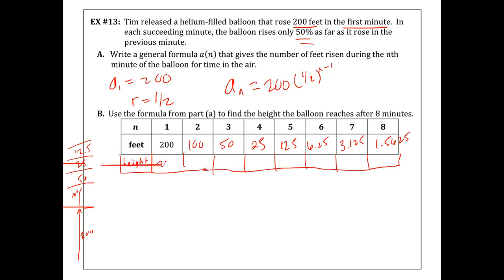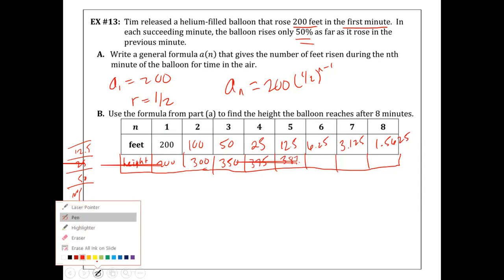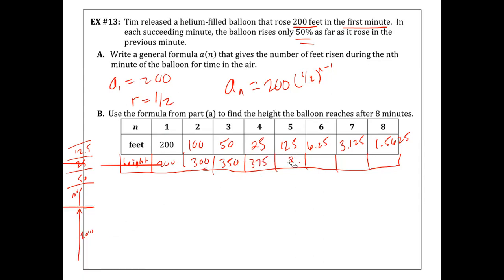So the height of the balloon here is 200. But the height of the balloon here is 300. The height of the balloon here is 350. The height of the balloon here is 375. The height of the balloon here is 387.5. It does 1.5 times the one before it instead of times the initial. This is like 1.5 times the initial. Let's try that again.